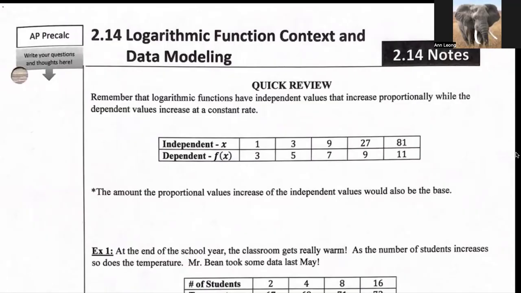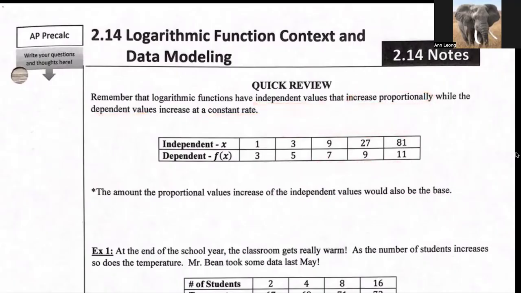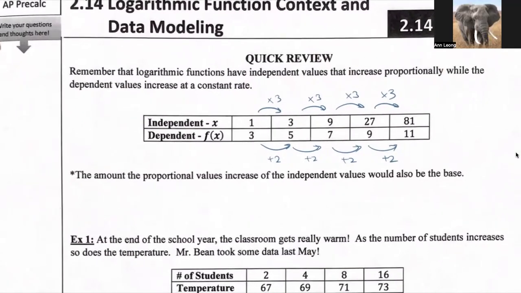All right, so just remember that logarithmic functions have independent values, meaning the x values increase proportionally, while your dependent values, your y's, increase at a constant rate. So this will have a common ratio, where this one will have a common difference. This one you see is going up by a factor of 3, and this one is going up by a constant of 2. So this is how we can recognize that this is a logarithmic function, okay?